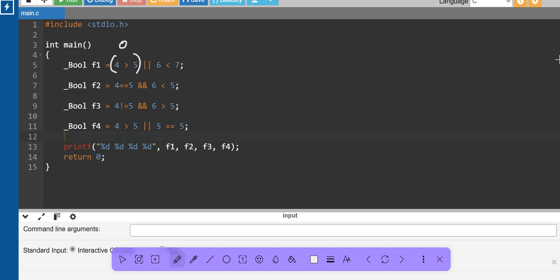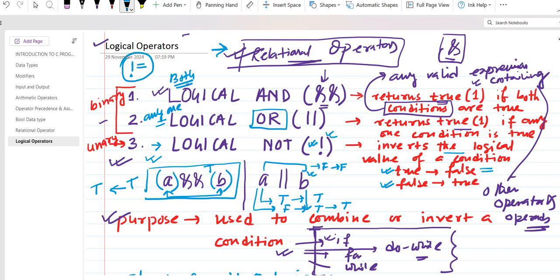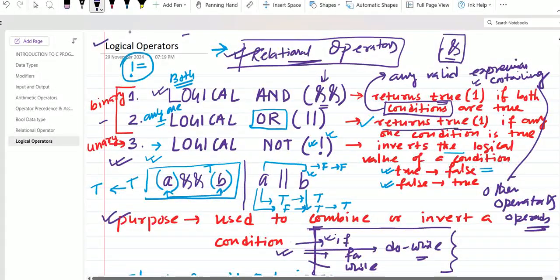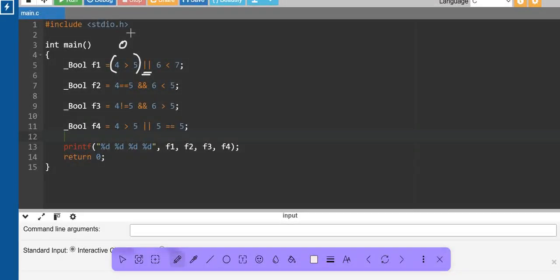And remember it is logical OR. Logical OR, as we have mentioned, returns true if any one condition is true. It needs any one out of these two. So we have now two conditions. The first condition is already false. So now let's look at the second condition. 6 less than 7, is it true or false? It is true. So in C programming, true means 1. So the outcome of F1 will also be 1. Right? Fine. So now let us see the next one.